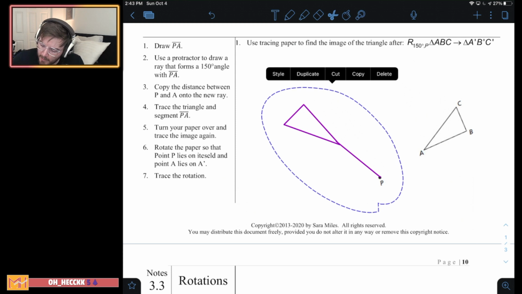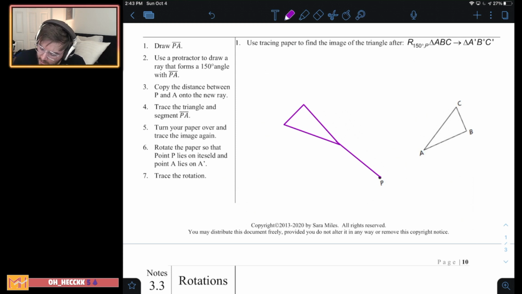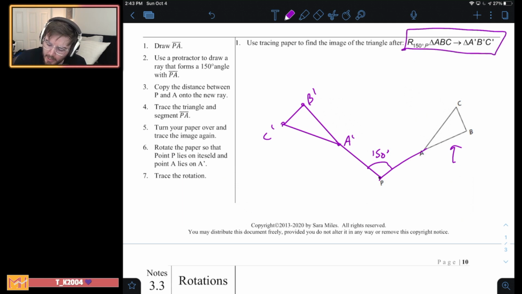Well, what we'd be measuring is this angle right here. I just moved it from where it was to now over here. So here's A prime, here's B prime, and here's C prime. And we just created roughly a 150 degree angle. That's the rotation that's occurring. That's what this is saying right here.